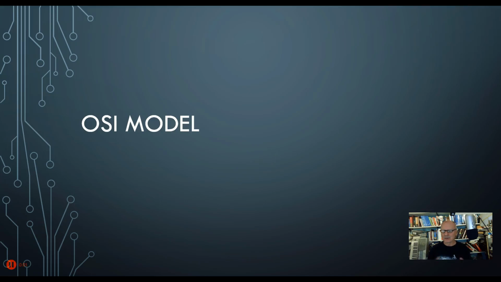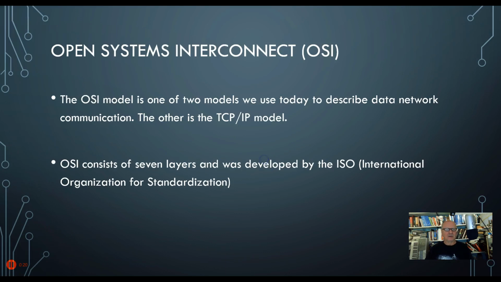Now we're going to begin to look at one of the two layering models that we use in the field of data networking. This is really cool stuff. In fact, this is so important, we're going to spend the next several weeks analyzing this model. So get to know this thing like the back of your hand as we go through it. It's called the OSI model, and that stands for Open Systems Interconnect.